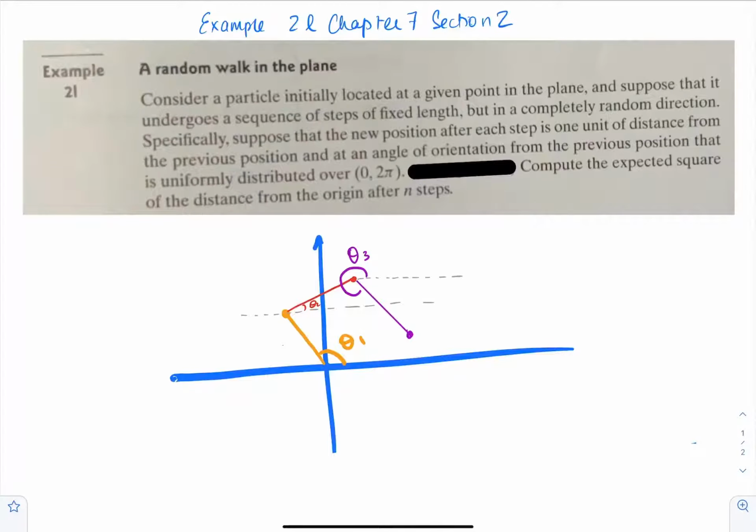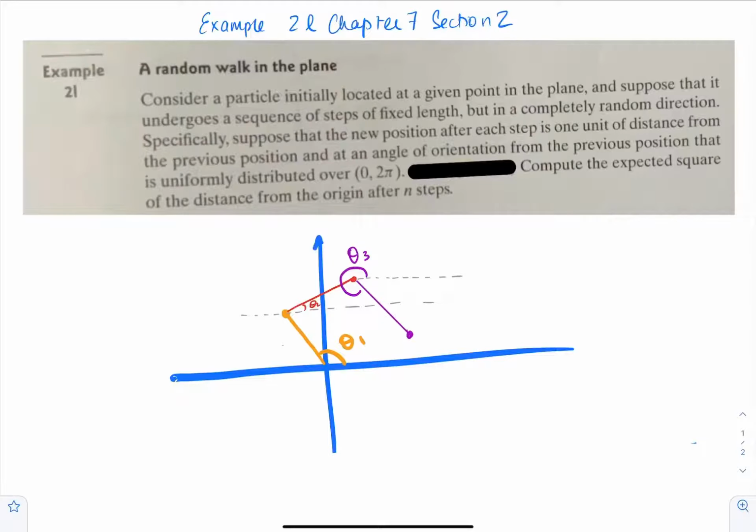Hello everyone. What we're going to look at in this little short video is a solution to example 2L from chapter 7 section 2 of Ross's First Course in Probability. Okay? And what this section covers is expectations of sums, and we looked at a bunch of different examples of how we can use this to simplify finding expectations of different random variables.